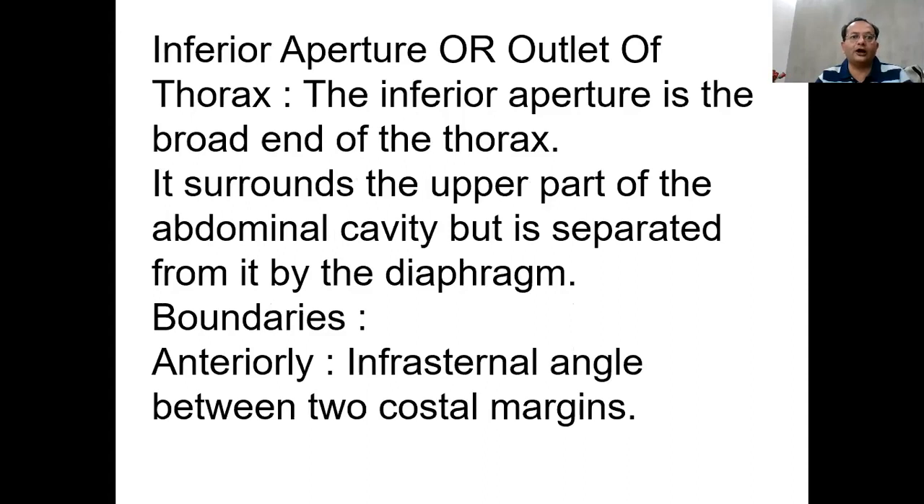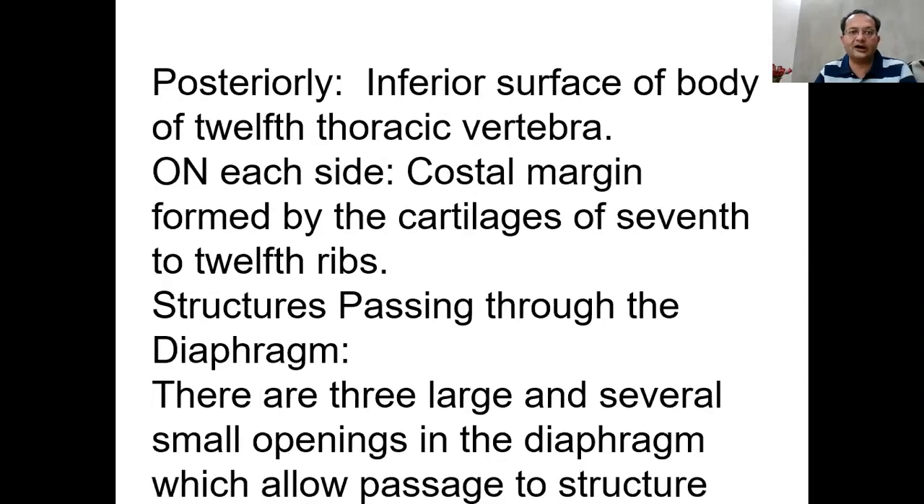Inferior aperture or outlet of thorax. The inferior aperture is the broad end of the thorax. It surrounds the upper part of the abdominal cavity but is separated from it by the diaphragm. Boundaries: anteriorly, the infrasternal angle between the two costal margins. Posteriorly, the inferior surface of the body of the 12th thoracic vertebra. On each side, the costal margin formed by cartilages of 7th to 12th ribs. You will study the costal margin, which is formed by costal cartilages of 7th to 12th ribs.